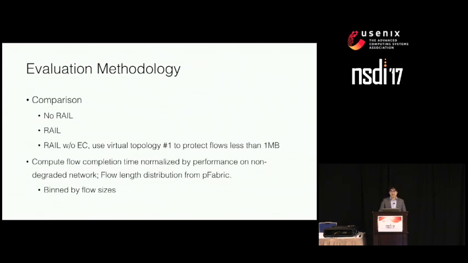We compare 3 settings on this small testbed. One is no deployment of RIL. Second, deployment of RIL. Third, in order to separate the effect of virtual topology and error correction, we test RIL without error correction. What I mean by that is I use virtual topology number 1 to protect flows less than 1 megabyte in size. And we compute flow completion time normalized by performance on a non-degraded network, which means I don't have the optical attenuator on the testbed. We use the flow length distribution from prior work. Our results are binned by flow sizes.